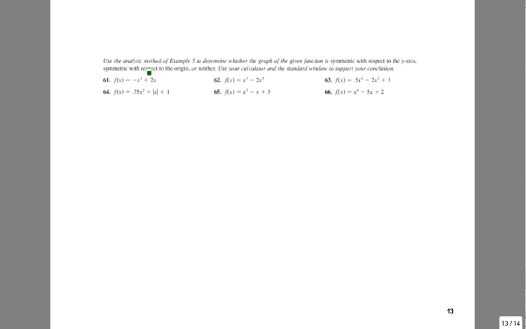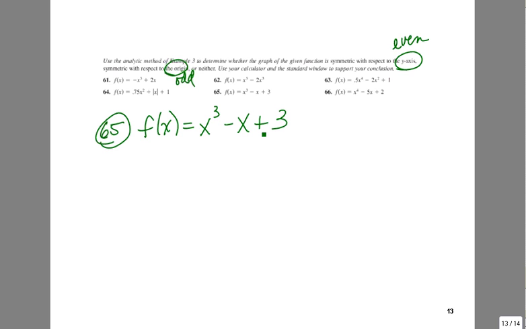Now it says to use the analytic method to determine whether the graph of the given function is symmetric with respect to the y-axis, origin, or neither, and then use your calculator to support it. Well, symmetric with respect to the y-axis means that it is an even function. With respect to the origin is an odd function. So what you would just need to do here is plug in. Let's look at number 65. If I have f of x is equal to x cubed minus x plus 3, when I plug in negative x in place of x in that original function, let's see what happens.